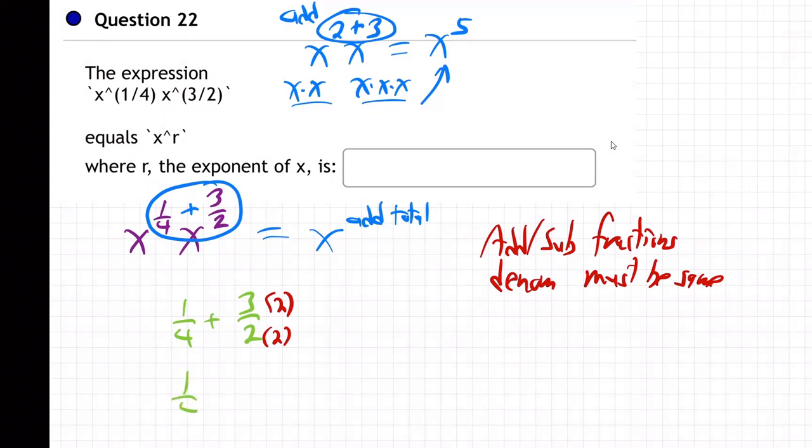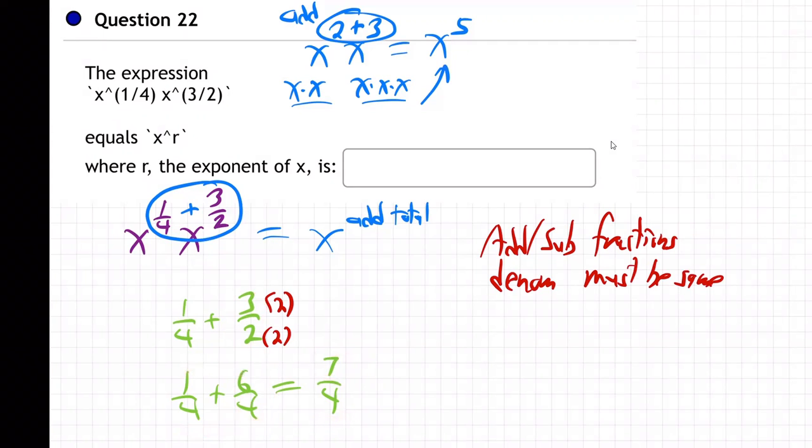The first one doesn't change. The second one is now 6/4. Now we can add them: 7/4. See what happened there? By multiplying top and bottom by 2, I made this 3/2 become 6/4. And now they have the same denominator, so you can add the numbers on the top. And you just keep the bottom the same.